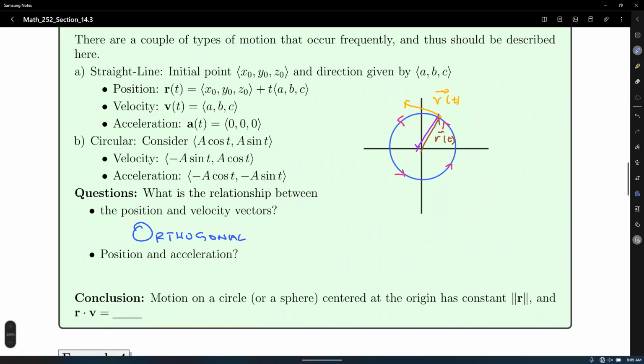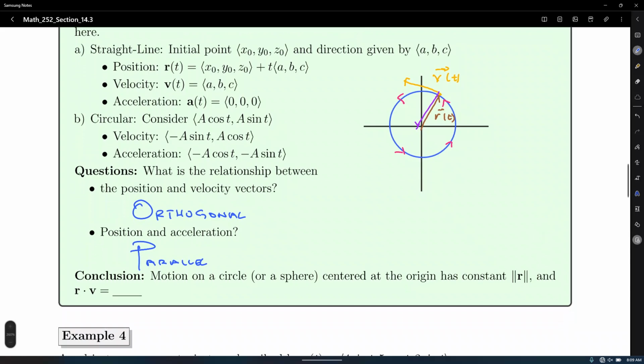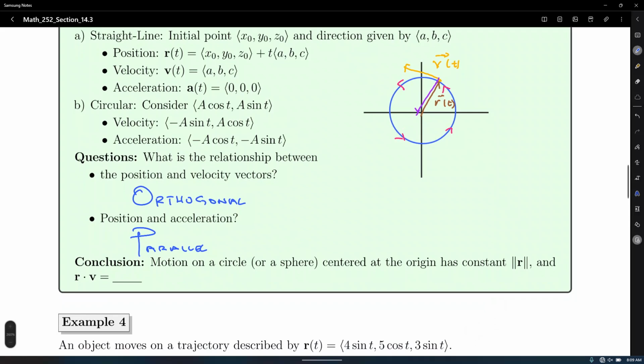All right, they're orthogonal. What about the position and the acceleration? They're parallel, right? Even though they go in opposite directions, that's fine, but they're parallel. All right, so that means that motion on a circle, or potentially on a sphere, which is the 3D version of the circle, has a constant radius, because otherwise, if it has a different radius, it is not constant. Well, that will be a different shape.